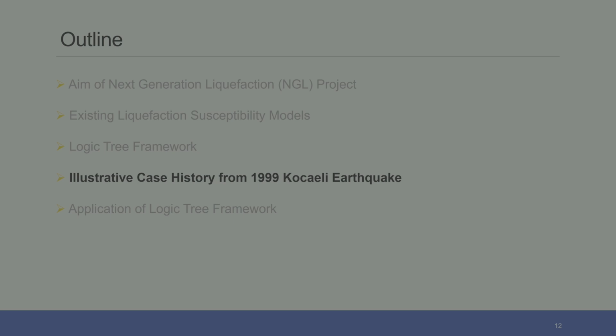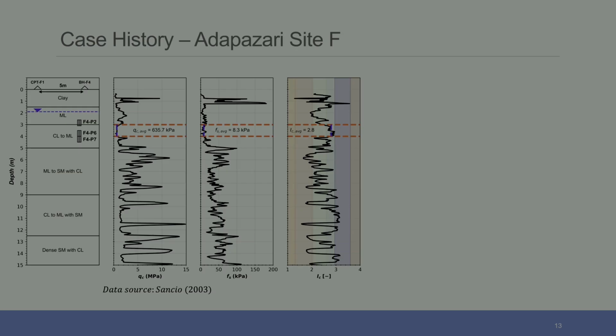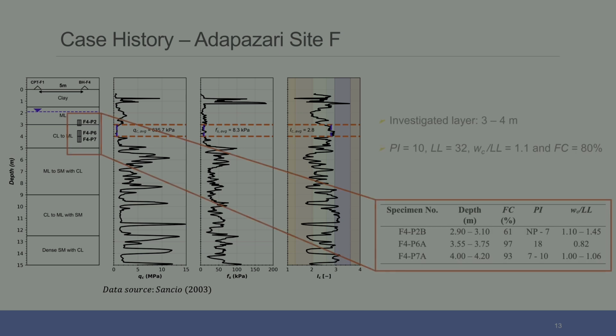So let's discuss the case history that we are going to illustrate today. It is a site from the 1999 Kocaeli earthquake, which is already included inside the NGL database. There is a boring 5 meters apart from a CPT, which is presented here. There are multiple specimens taken from the boring, and we are investigating the layer between 3 to 4 meters. The reason why we selected this layer is that the PI is around 10, which is in the region where these two susceptibility models will yield two different results, which I will show you in a minute.